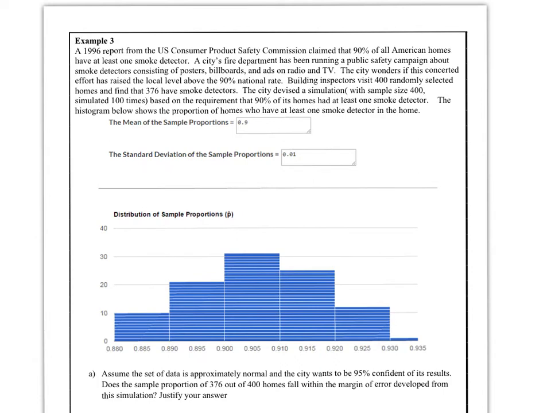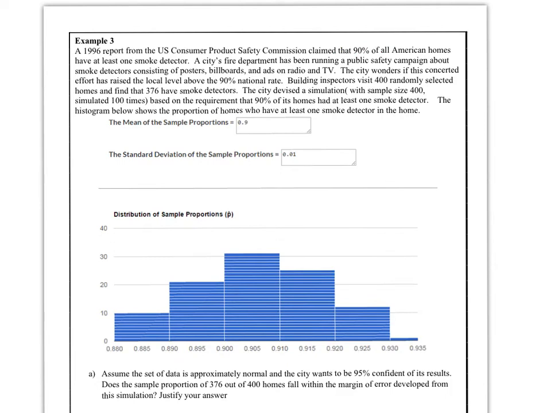Okay, so they devised a simulation that we see down here, of sample size 400, simulated 100 times, based on the requirement that 90% of the homes had one detector. So what they're saying is, if this value of 90% is in fact true, what would we expect to see when we did a sample? Because obviously, if you go into 100 homes, you're not going to see exactly 90 out of 100 homes every single time. Sometimes it'll be 91, sometimes 92, sometimes 88 or 89, and you need to figure out what is a reasonable expectation.